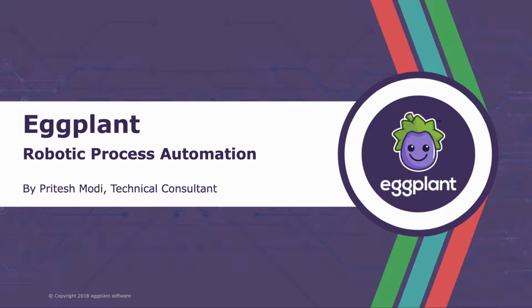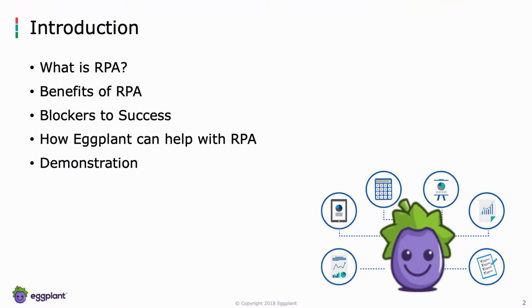Today we're going to be talking about Robotic Process Automation, or RPA for short. So what will we be going through today? Well, firstly, what is RPA? We'll go through the benefits of RPA and how it can help businesses. To that effect, we'll also consider some of the blockers of RPA. We'll also have a look at how Eggplant can deliver RPA processes. And then finally, we'll have a look at a demonstration of how Eggplant AI can deliver on RPA, followed by some questions.